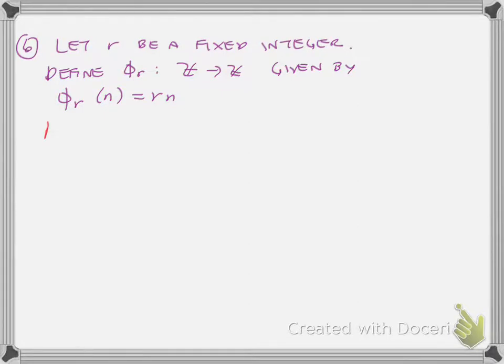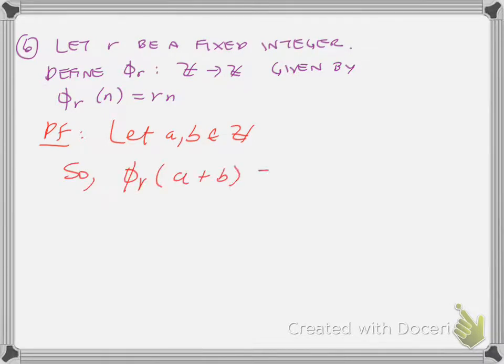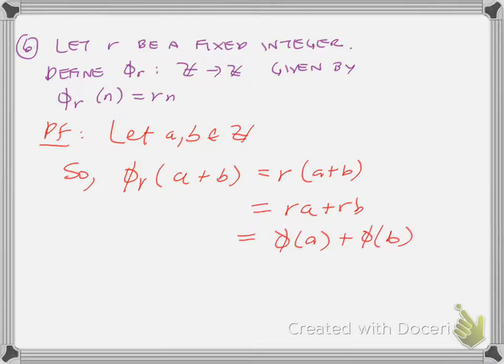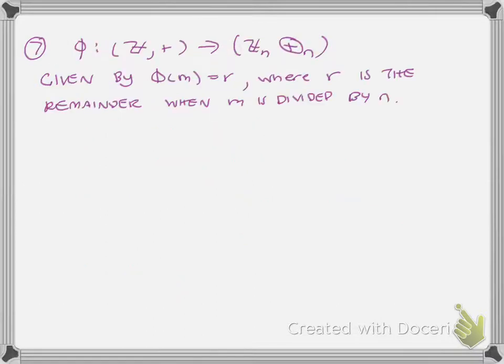Again, if we want to prove that this is a homomorphism, take two elements, let A and B belong to Z. So phi sub R of A plus B equals R times A plus B. We have the distributive property, and so that equals phi of A plus phi of B. What's the kernel? I want you to see if you can determine the kernel for these examples. I believe this is our last example.